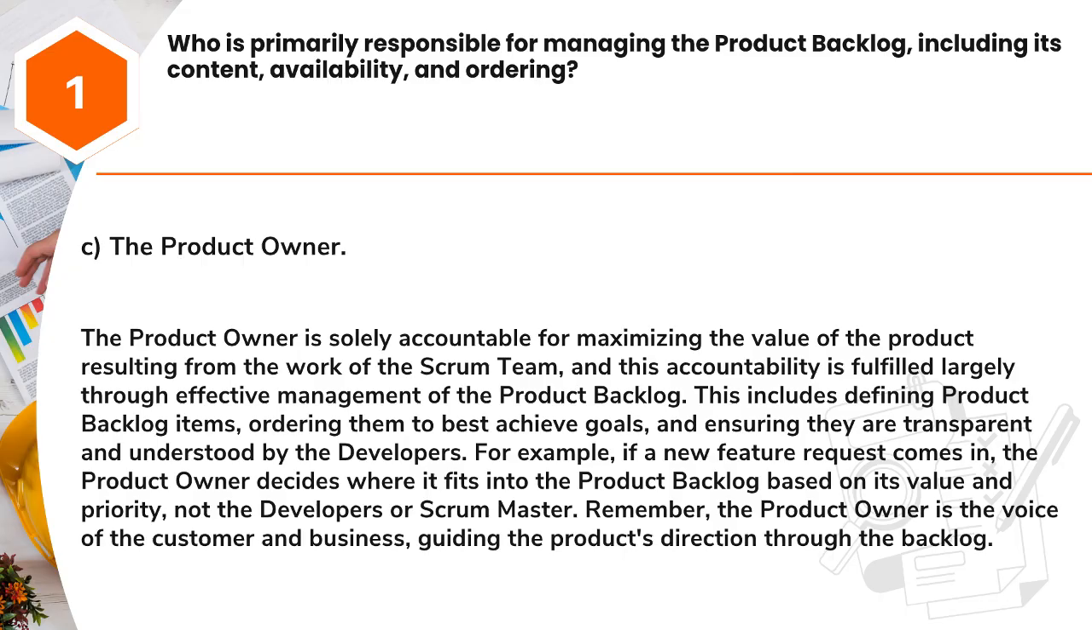The product owner is solely accountable for maximizing the value of the product resulting from the work of the Scrum team, and this accountability is fulfilled largely through effective management of the product backlog. This includes defining product backlog items, ordering them to best achieve goals, and ensuring they are transparent and understood by the developers. For example, if a new feature request comes in, the product owner decides where it fits into the product backlog based on its value and priority, not the developers or Scrum Master. Remember, the product owner is the voice of the customer and business, guiding the product's direction through the backlog.